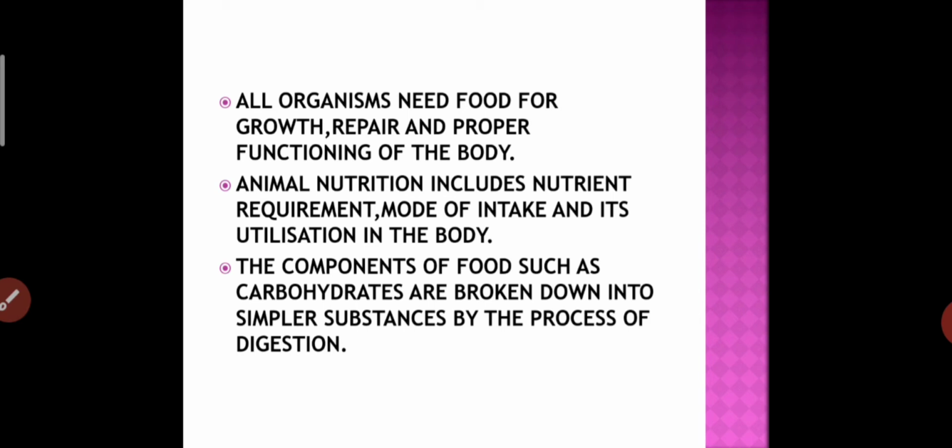Now, utilization in the body. It means after we eat the food, what happens to the food? The food is broken down in our body into simpler substances by the process of digestion. And after digestion, the simpler substances are used by our body. So, animal nutrition includes nutrient requirement, mode of intake, and its utilization in the body.